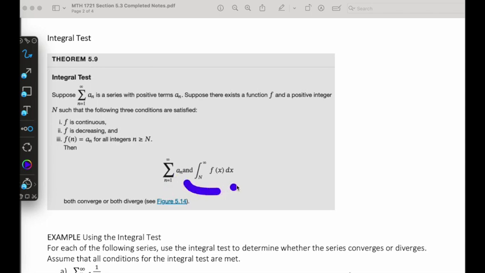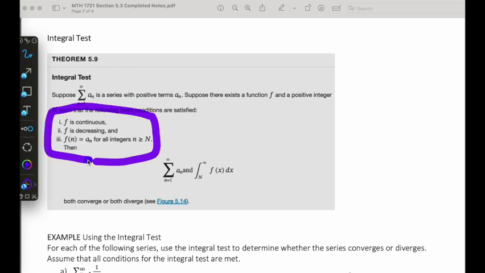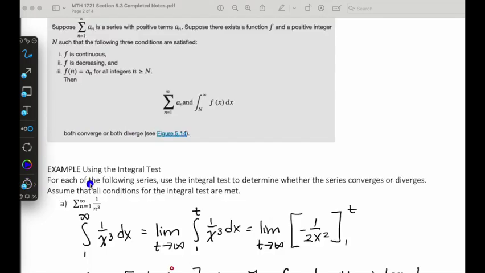If this integral diverges, then the series diverges. If the integral converges, then the series converges. But it's only after making sure that these conditions hold true. So let's look at our first example using the integral test.